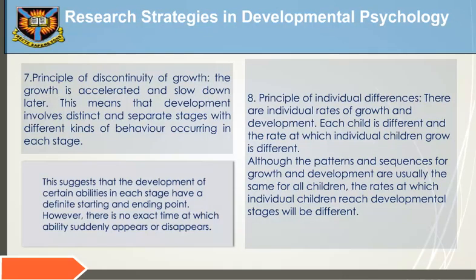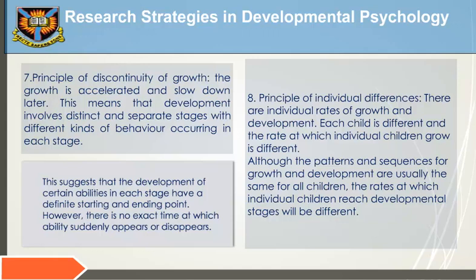7. Principle of discontinuity of growth. The growth is accelerated and slowed down later. This means that development involves distinct and separate stages with different kinds of behavior occurring in each stage. This suggests that the development of certain abilities in each stage have a definite starting and ending point. However, there is no exact time at which ability suddenly appears or disappears.